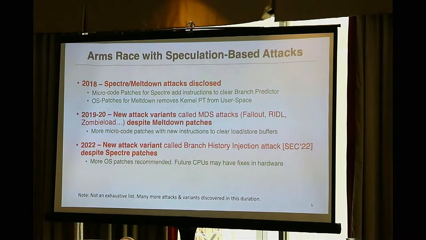For instance, in 2022, at USENIX, we're going to see a new paper that exploits new parts of the branch predictor that were not apparently patched in previous patches. And Intel recommends more OS patches, and future CPUs might even be fixed against this. So we are seeing this arms race play out in commercial CPUs.